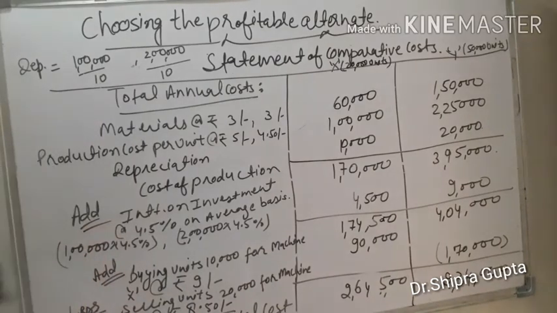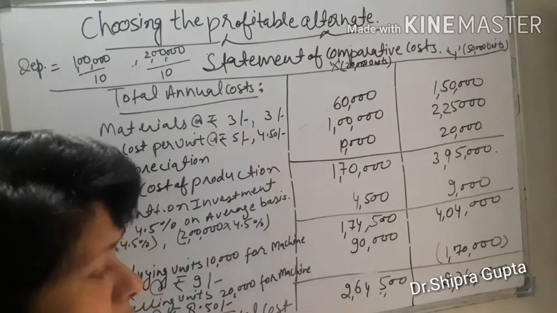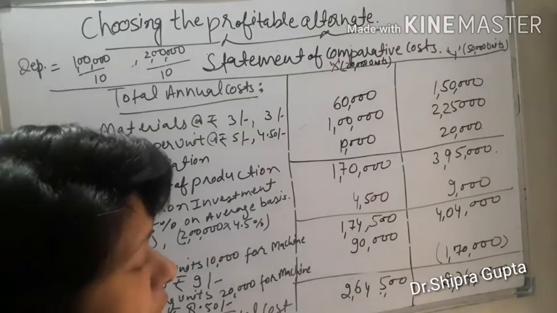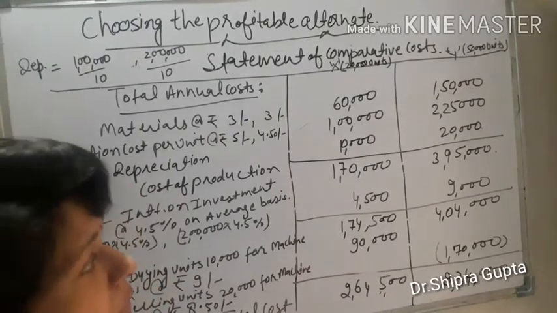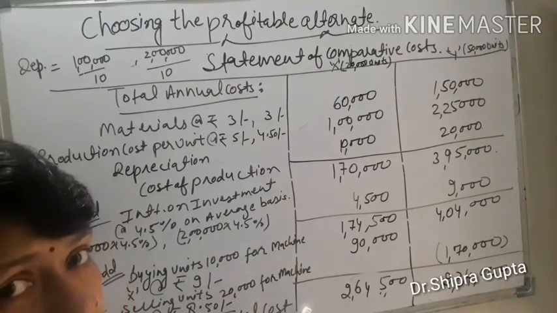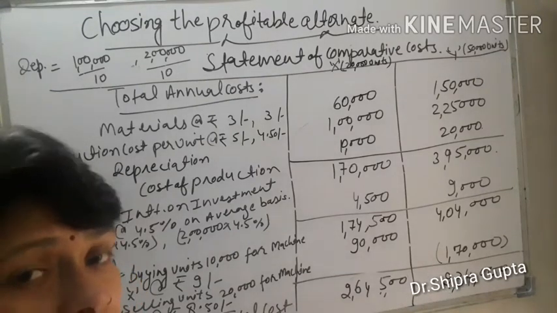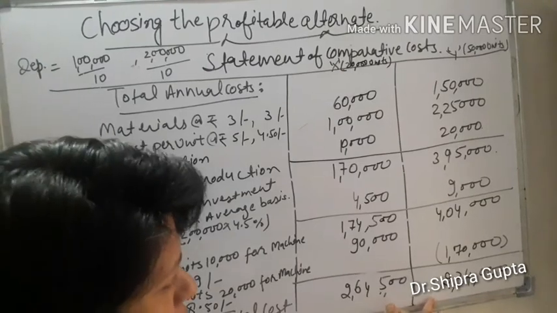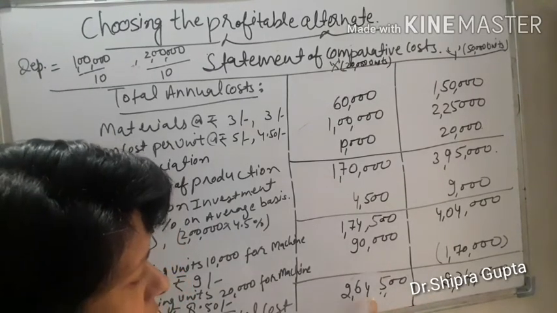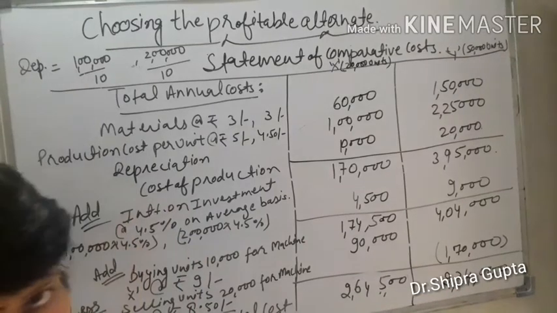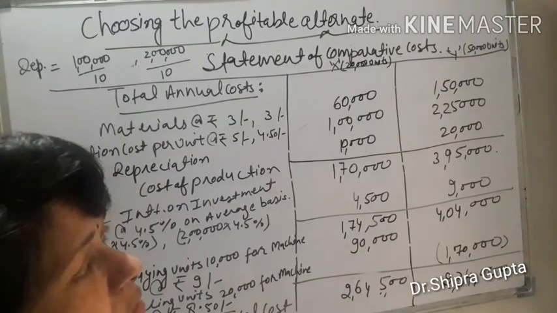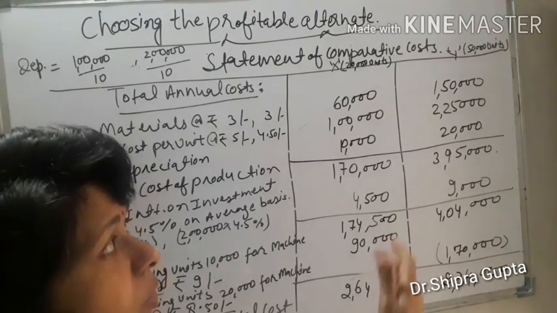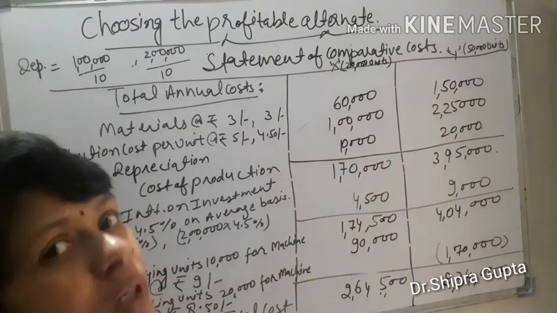As per the result, we can see that for machine X our cost is rupees 2,64,500, but for machine Y the cost is rupees 2,34,000. Now we will comment on this question. Machine X costs more than machine Y. We compare these two values and deduct: 2,64,500 minus 2,34,000, and the difference is rupees 30,500. So we gain rupees 30,500 with machine Y, and we will accept the proposal of machine Y.